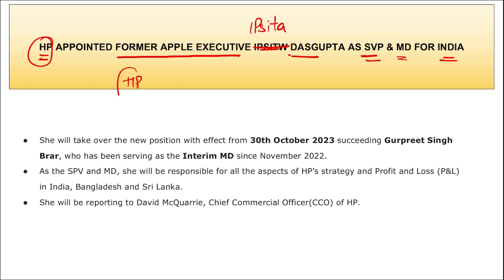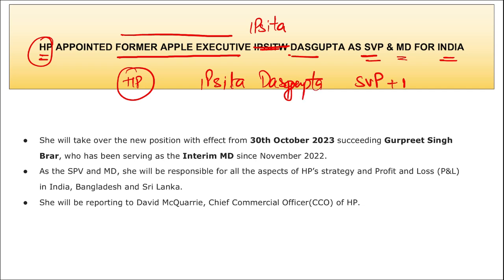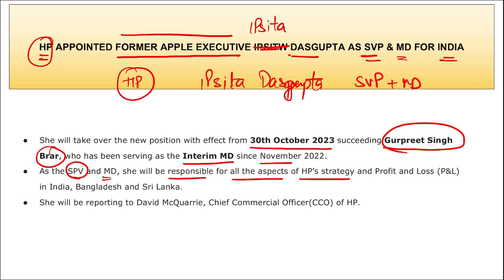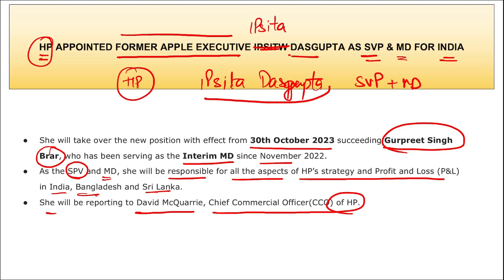I repeat, HP has appointed former Apple executive Ipsita Das Gupta, right, as the Senior Vice President and Managing Director for the HP India market. She will take over the new position with effect from 30th of October, and she will succeed whom? Gurpreet Singh Brar, who has been serving as the interim managing director since November 2022. As the Senior Vice President and Managing Director, she will be responsible for all aspects of HP's strategy and profit and loss in India, Bangladesh and Sri Lanka. And she will be reporting to David McQuire, the Chief Commercial Officer of HP. So coming back, who has been appointed as Senior Vice President and MD for HP India is Ipsita Das Gupta, right?